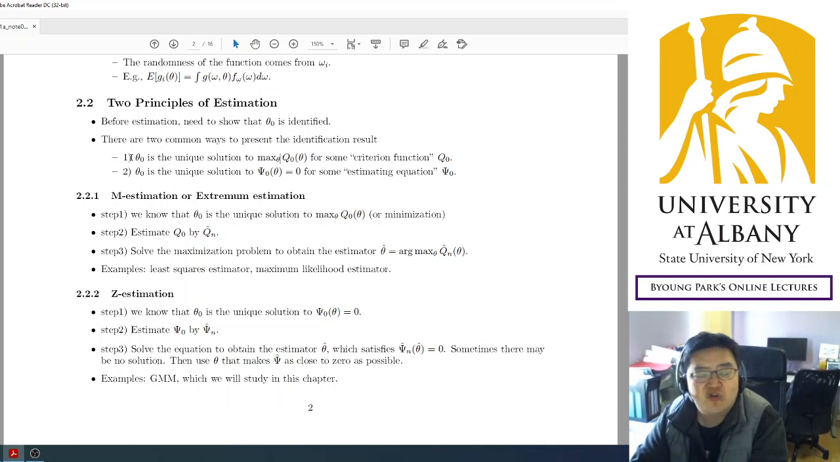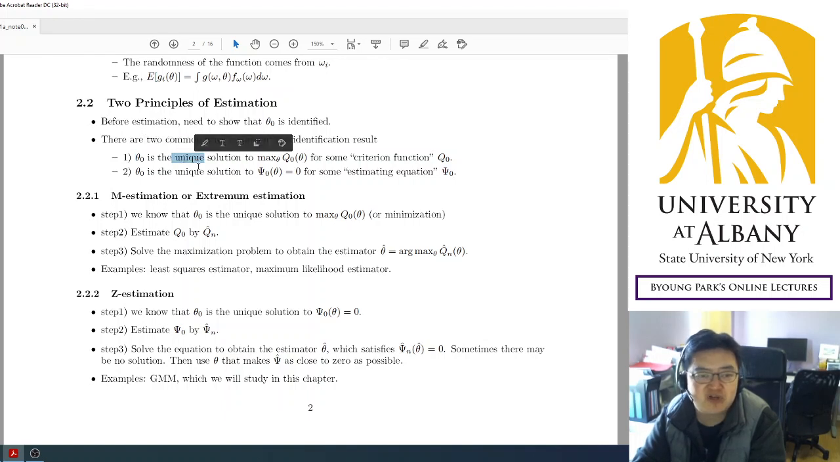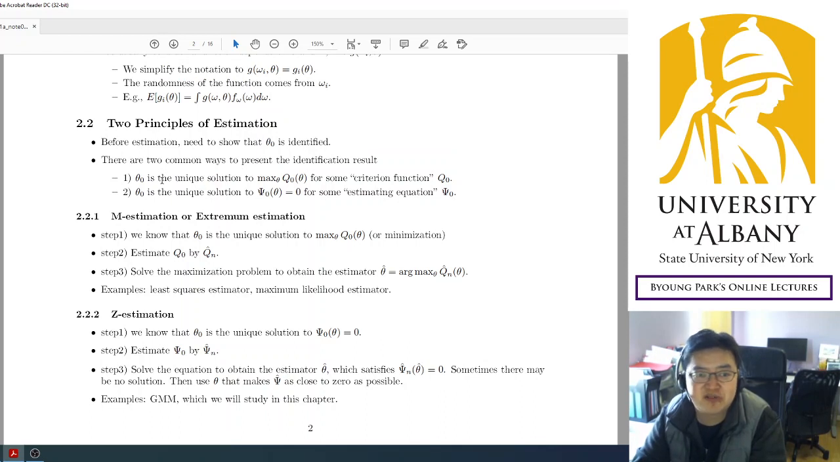So anyhow, sometimes the identification result can be stated in this way, to say that there is a maximization problem which has a unique solution, and that is the true value of theta. If you can prove the existence and uniqueness of the solution, then it is an identification result. In this case, the function that is minimized or maximized is referred to as the criterion function. It may have different names, but I'm going to call that the criterion function.